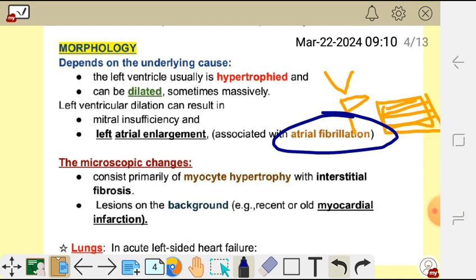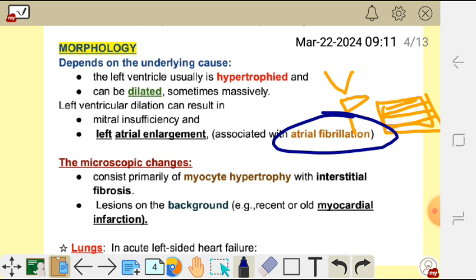Okay, so other microscopic changes. The microscopic changes which will be observed: we will see the myocytes being hypertrophied. So myocyte hypertrophy with interstitial fibrosis will be there, more especially in ischemic heart disease. We are going to observe high fibrosis there. Due to compensation, we are going to observe hypertrophy of the myocytes.